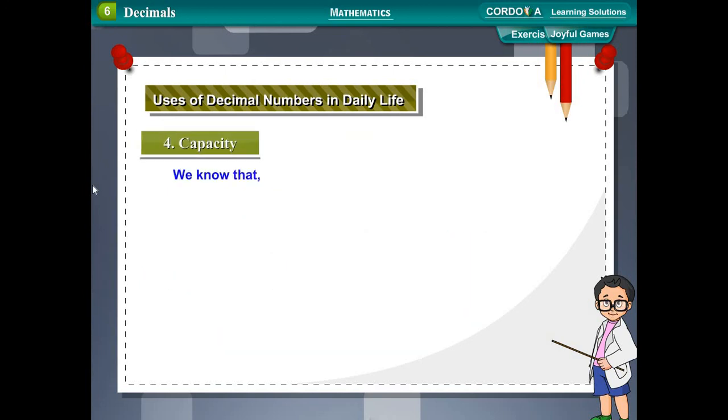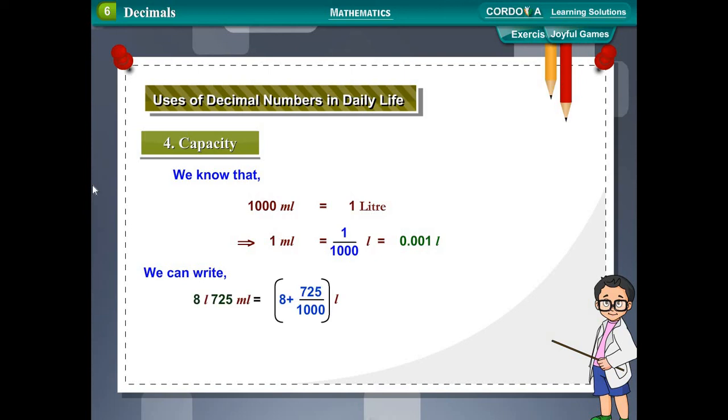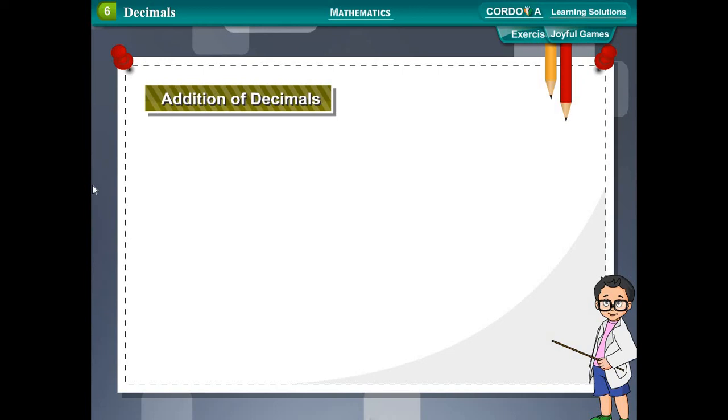Capacity. We know that 1000 milliliters is equal to 1 liter. This implies 1 milliliter is equal to 1 upon 1000 liters, which is equal to 0.001 liter. We can write 8 liters 725 milliliters is equal to 8 plus 725 upon 1000 liters, which is equal to 8.725 liters. Addition of decimals.